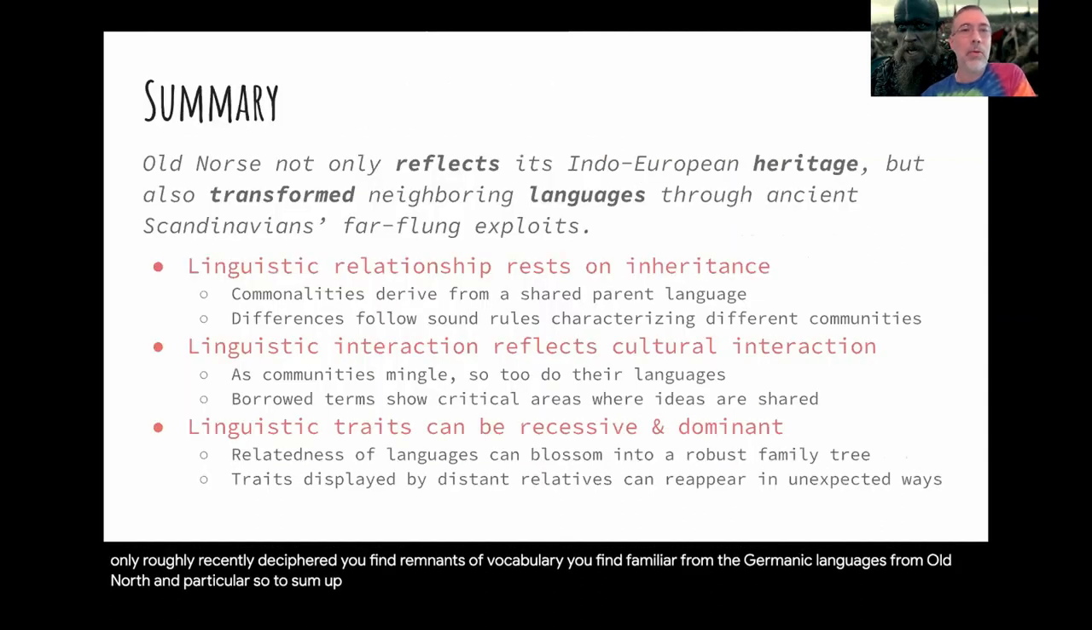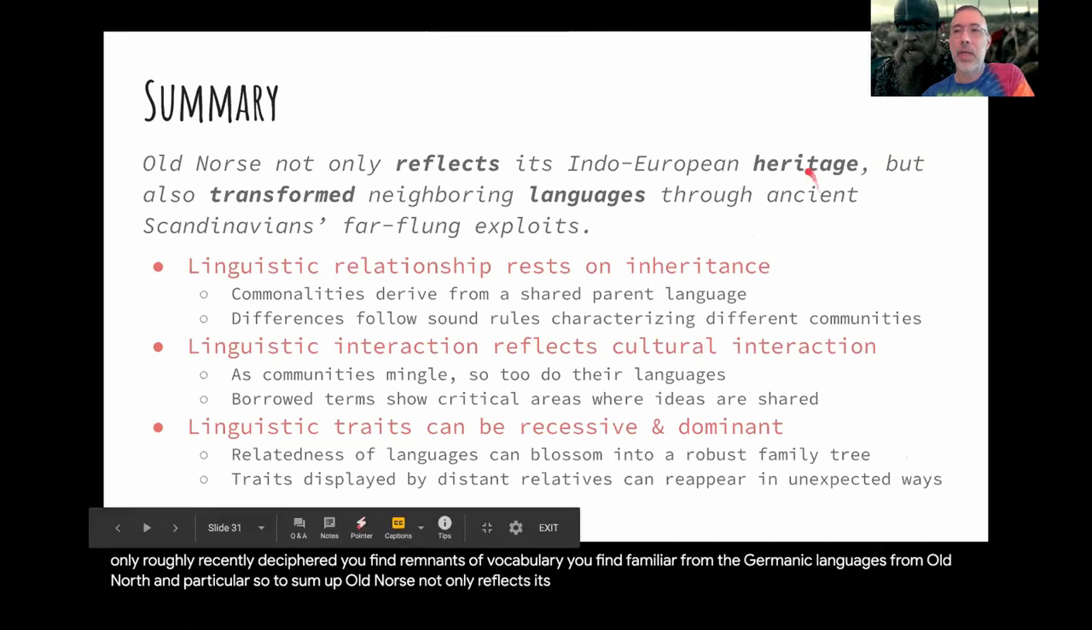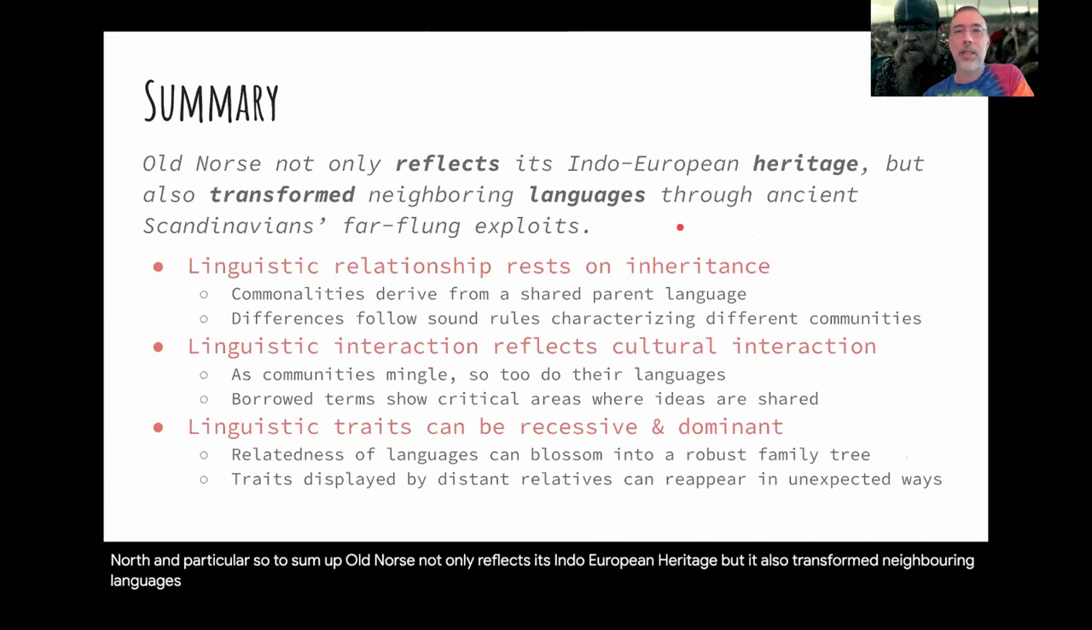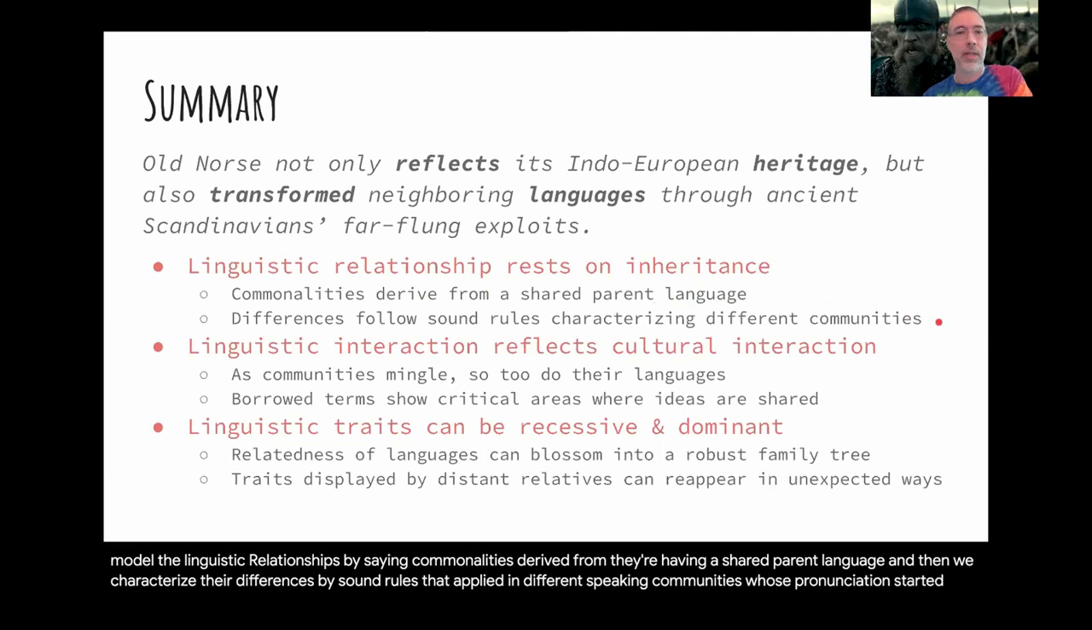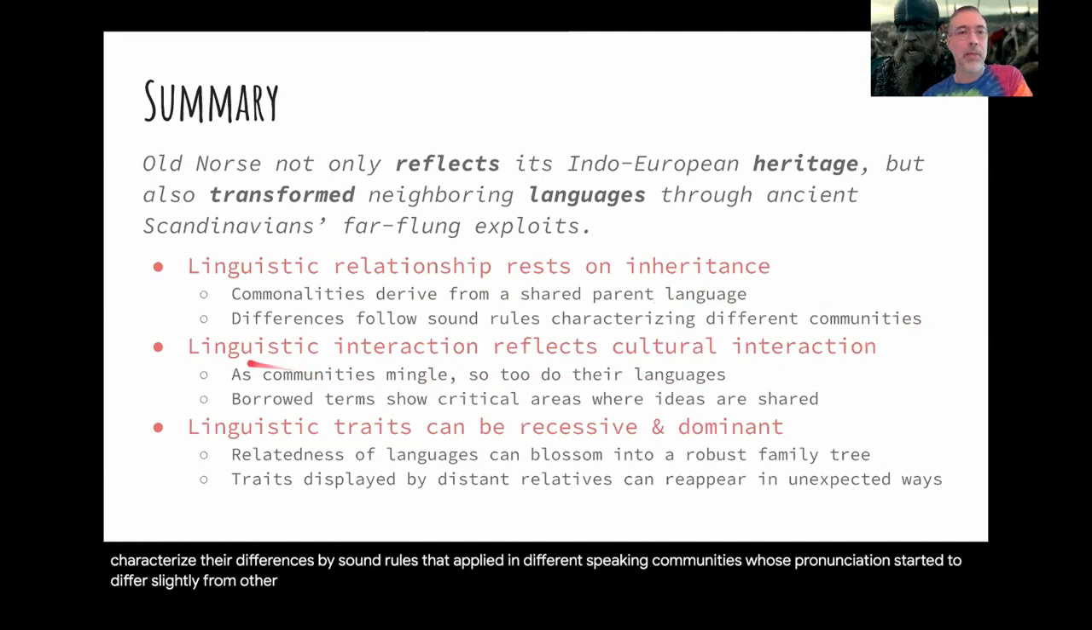So to sum up, Old Norse not only reflects its Indo-European heritage, but it also transformed neighboring languages through ancient Scandinavians' far-flung exploits. So you saw how linguistic relationships rest on inheritance. We model linguistic relationships by saying commonalities derive from their having a shared parent language, and then we characterize their differences by sound rules that applied in different speaking communities whose pronunciation started to differ slightly from other speaking communities.